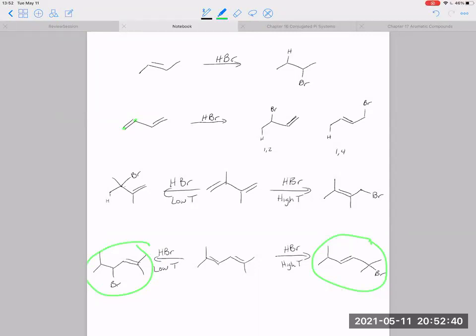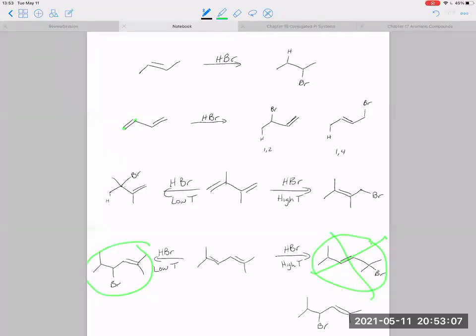The one on the left or the one on the right? It's all about how highly substituted that double bond is. So in this case, this wouldn't be my thermodynamic product because my double bond is not as highly substituted. So in this case, both of these would be that 1-4.